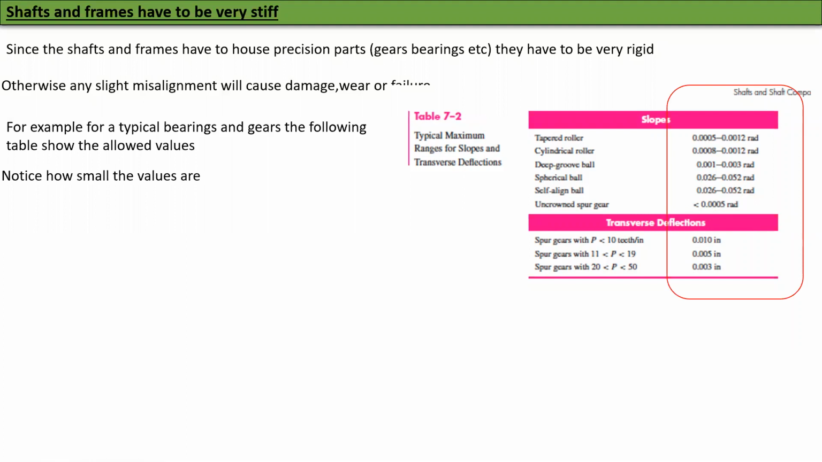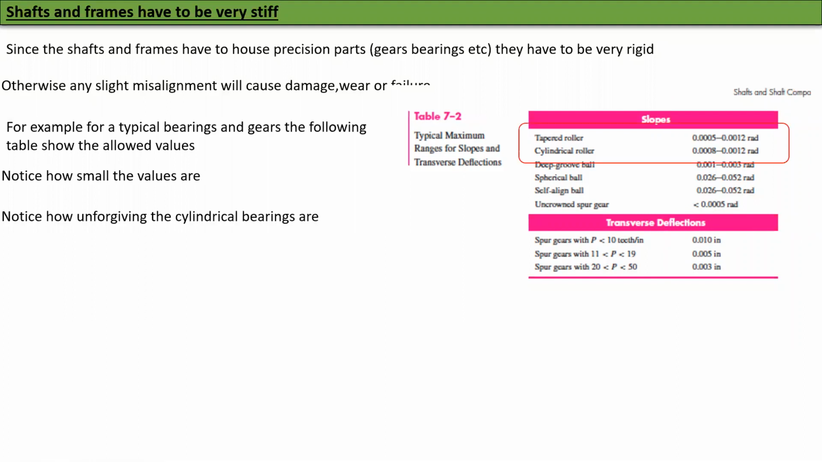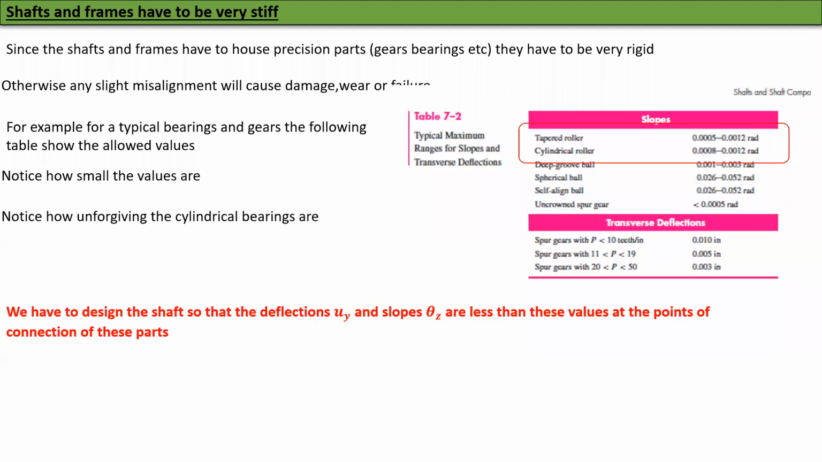First thing I want you to notice is how small these values are. So that tells you that even slight deflections and slight angular misalignments are a huge problem. And also, if you put roller bearings, what are called cylindrical bearings, they are very, very unforgiving. We have to design the shaft so that the deflections Uy and slopes theta z are less than these values at the point of connection of these parts. Okay, so this table is very important. We will come back to it to check periodically, and we will have to use this table to design things. Okay, and by the way, this table is from Shigley.